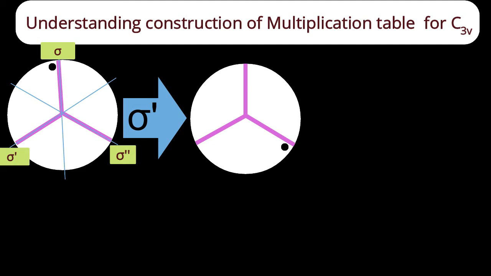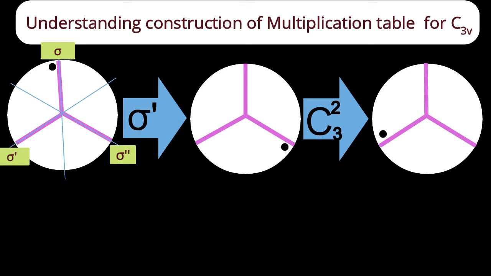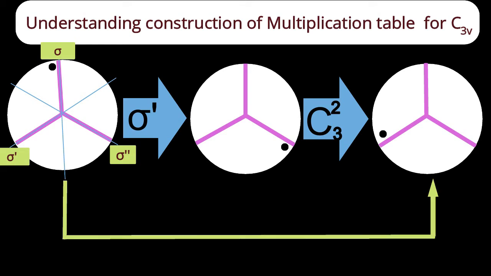To this resultant structure, if I perform now the rotation operation C32, meaning rotation by 240 degree in anti-clockwise direction, where will this knot go now? It will come to the left side bar, but where? To the upper portion of the left side bar. Now I have to ask a question. How can I obtain this resultant right side structure from the original structure? What's your answer? It is possible by the sigma double dash operation.